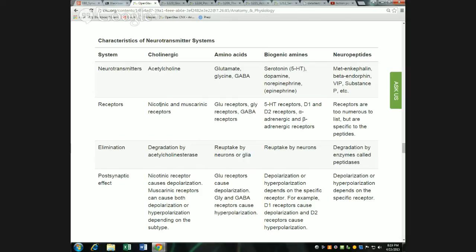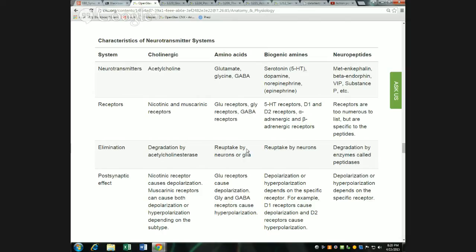So the acetylcholine down here tells you the nicotinic receptor depolarizes. Muscarinic receptors can cause both depolarization and hyperpolarization, depending on which specific muscarinic receptor it is. Okay. Now, as I'm going over this, I'm skipping over the elimination part. I don't want to get into explaining that here, given the time that we have.